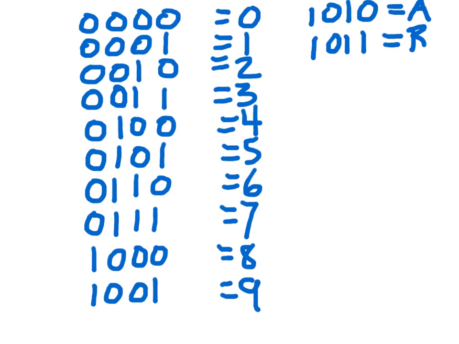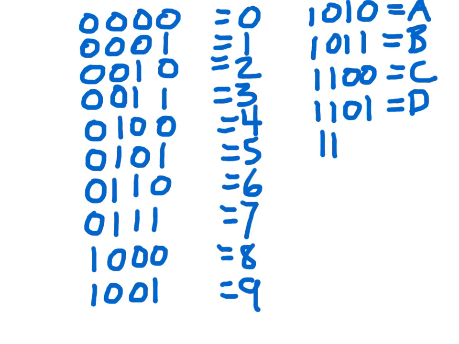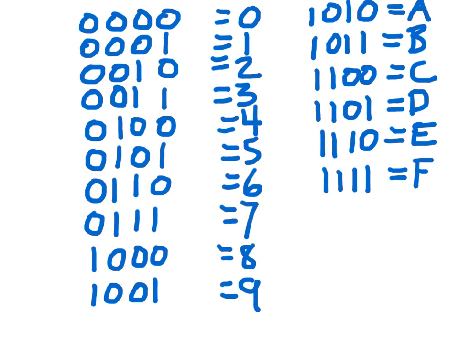11 is B, 12 is C, then of course we have D, E, and F. Now, it is very important that you memorize this table. It's not that hard, and you should be able to write out from 0 to F, which is 0 to 15, using letters once you get past 9. So remember, A is 10, and F is 15, and it doesn't go any higher than F.